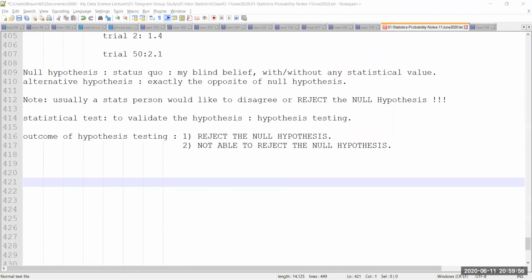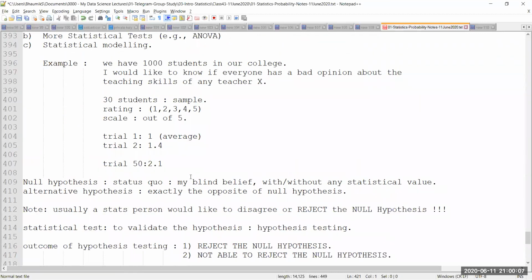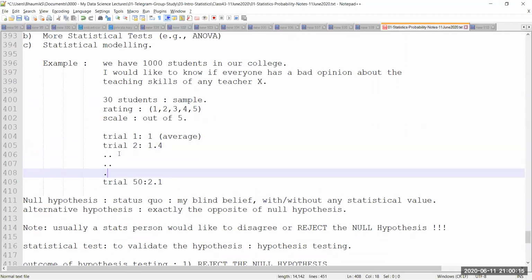Right now, let's move over to a continuation of the same problem. We have 1,000 students. I have some null hypothesis and some alternate hypothesis. Let's keep these aside and concentrate on the very basic thing that I need to do, which is a statistical test. For that, I need some data. Without data, how am I going to do any test? I have 1,000 students in my college, and I would like to know if teacher X is good or bad.